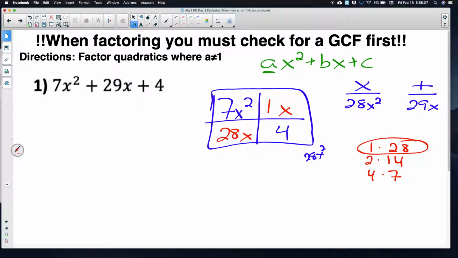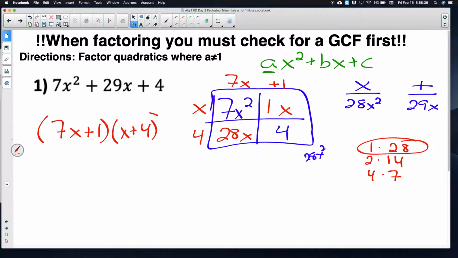And now I need to factor out the greatest common factor on the rows and on the columns. So if I look at the first row, I can pull out an x. If I look at the second row, I can pull out a 4. If I look at the first column, I can pull out a 7x. If I look at the second column, I can pull out a positive 1. So my factors of this quadratic trinomial are 7x plus 1 times x plus 4.